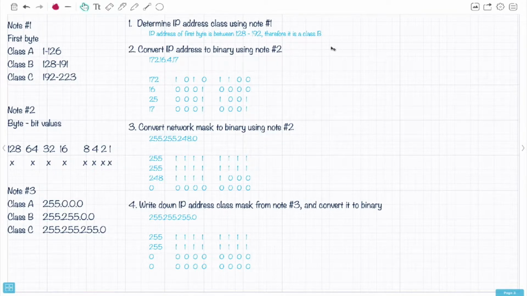As before, determine the IP address class using note number 1. The first byte of the IP address is between 128 and 192, therefore it's a class B. Convert the IP address to binary using the layout in note number 2. We see that here. As always, I've left a little gap in the middle to break them out into 2 lots of 4 bits. Always try and line up the bits, it makes life a lot easier. Now convert the network mask into binary, and then convert the class mask from note number 3. So a class B has a default network mask of 255.255.0.0.